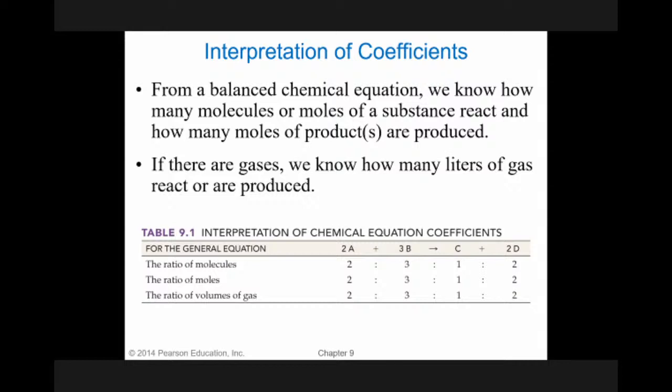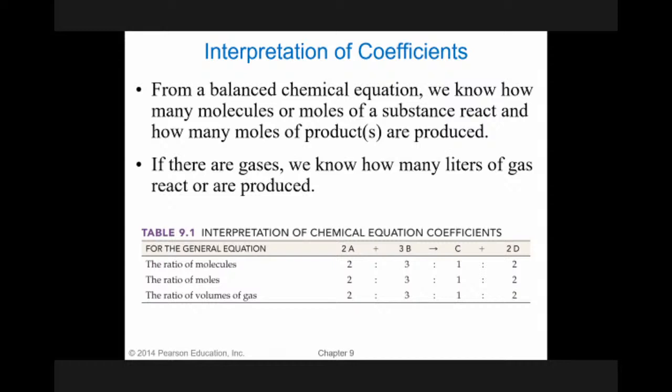This chapter is about interpreting things that we learned before, plus additional things. Interpretation of chemical equation coefficients. Here's a general one: 2A plus 3B give you C plus 2D. That's the general situation. So the ratio of molecules will be what? 2 to 3 to 1 to 2.